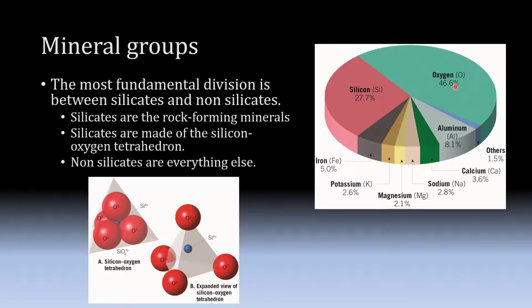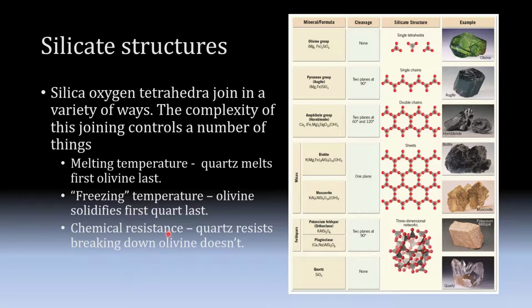That is not oxygen you can breathe. That's oxygen tied up chemically in solid materials. And if I take silicon and oxygen and put them together, they make something called a silicon-oxygen tetrahedron. The silicate minerals are combinations of these tetrahedra with different chemical elements stuck in between them. These are the minerals that make most rocks. Most rocks are made from silicate minerals.